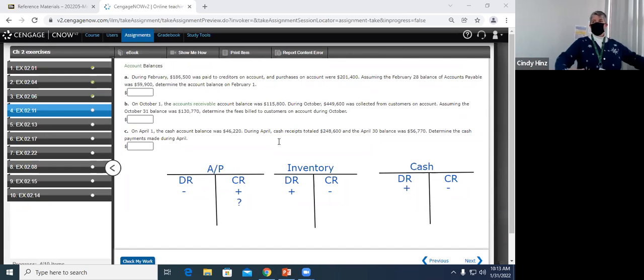Now, many of the accounts actually could end up with a balance that's different than the normal balance. Some of them it's probably not feasible, but how would our cash account end up with a credit balance? It has a normal debit balance, but if we overdrew our account, it would have a credit balance. Not normal. We hope that doesn't happen, but that's how it could happen. So when it asks us to find the account balance on February 1st, I'm putting a question mark there. That's our unknown. That's what we're asked to find. Then I put it on the credit side because I'm just assuming it's going to have a credit balance.